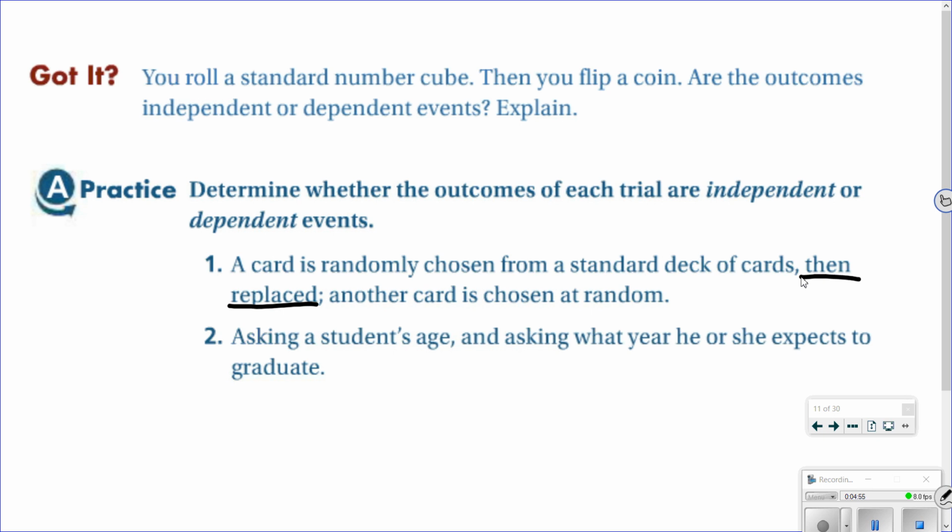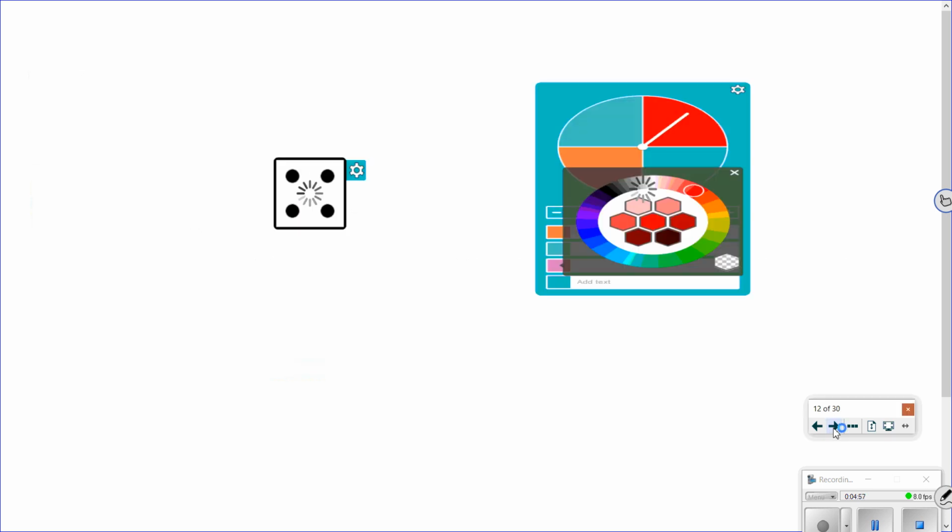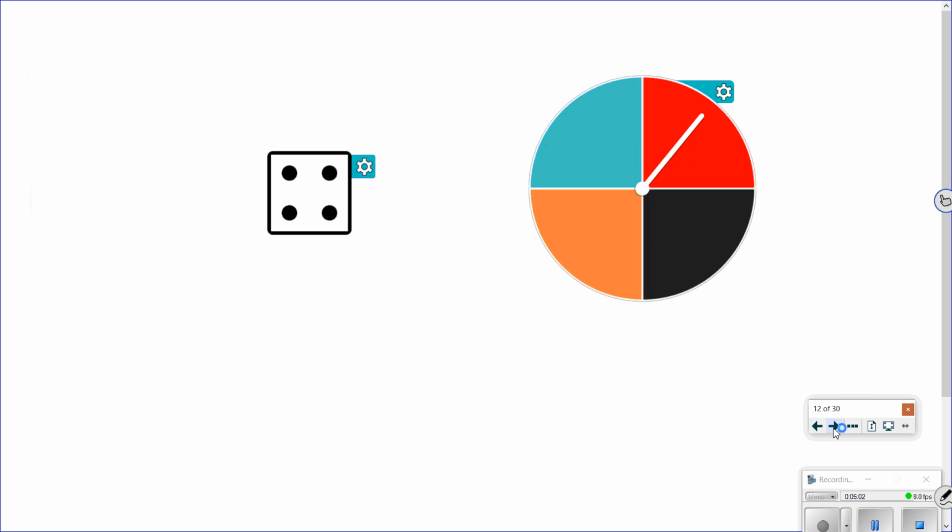Dependent events, the one does affect the probability of the other one. So we kind of already did this, but we're going to talk a little bit about actually finding probability. So let's decide if I roll a dice, like I've got here, and I spin the spinner, are these independent events? And the answer is yes. One does not affect the other one. So let's actually find the probability.